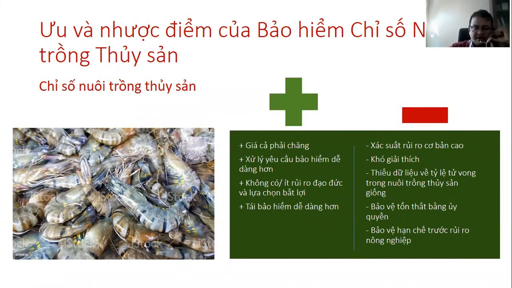Other specific risks insured were disease, parasitic infestations, and predation. So basically, if the fish stock died because of a predator, that's also been covered in some cases on an indemnity basis.